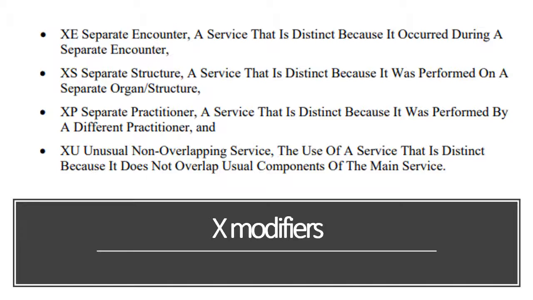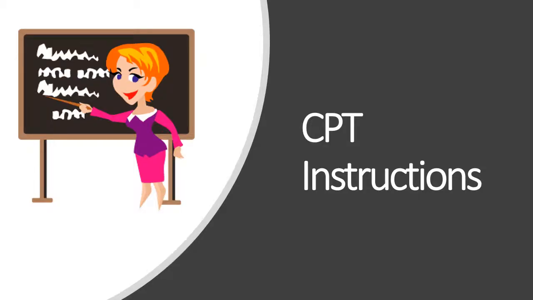XU, unusual non-overlapping service, is the use of a service that is distinct because it does not overlap usual components of the main service. CMS will continue to recognize the 59 modifier, but notes that Current Procedural Terminology, CPT, instructions state that the 59 modifier should not be used when a more descriptive modifier is available.